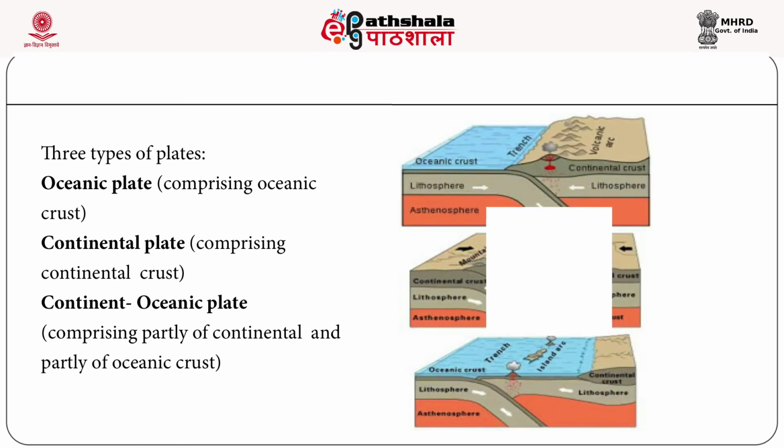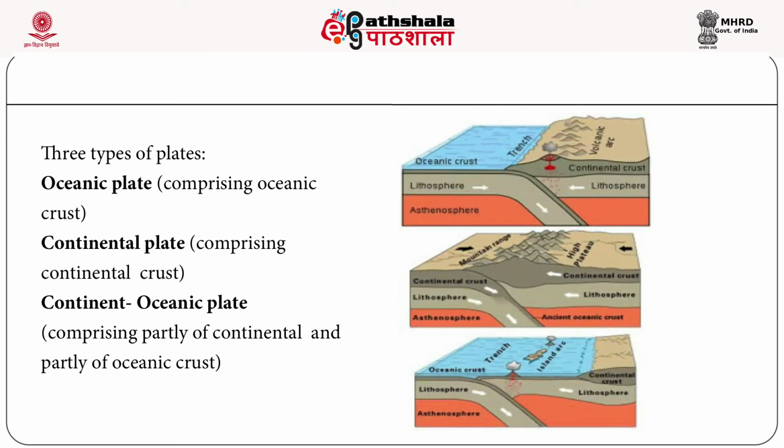In this figure, you can see the first one, that is the oceanic plate. It comprises oceanic crust that is subducting below the continental crust. In the second figure, you can see the continental plate. Continental plate is getting collided with continental crust. And then the continental-oceanic plate, that is on one side you see oceanic crust subducting below the oceanic plate.